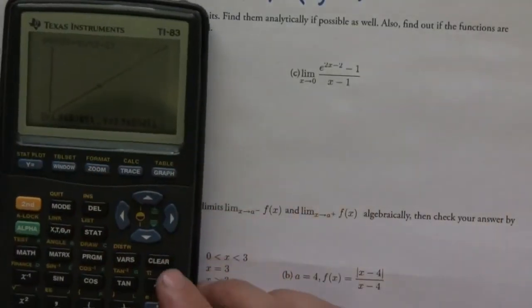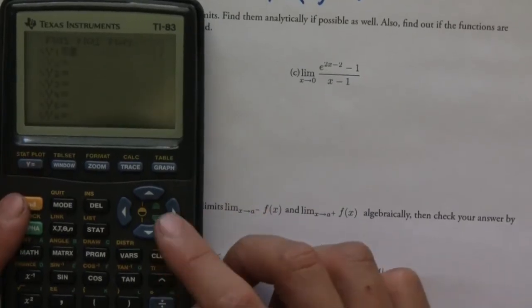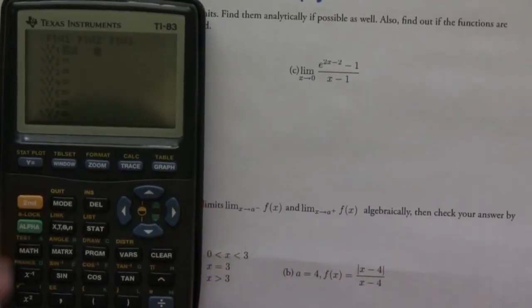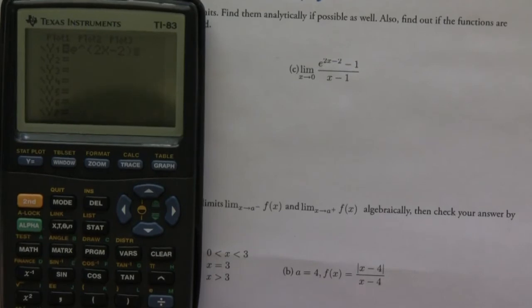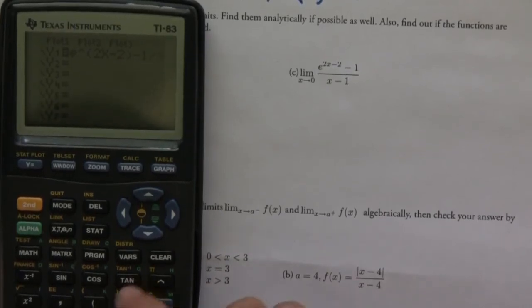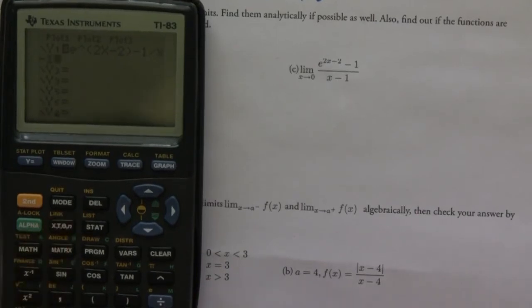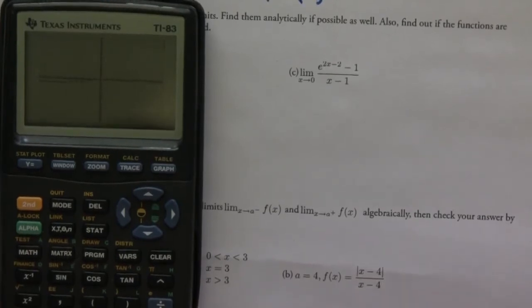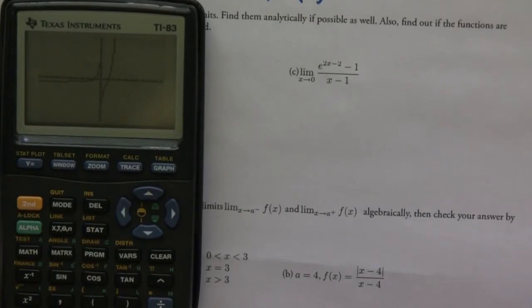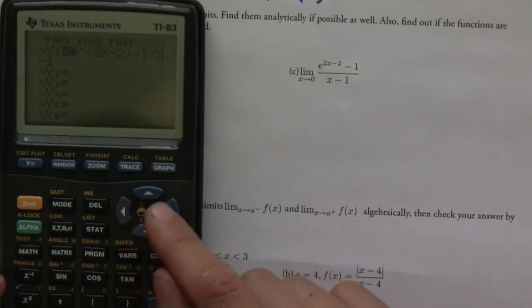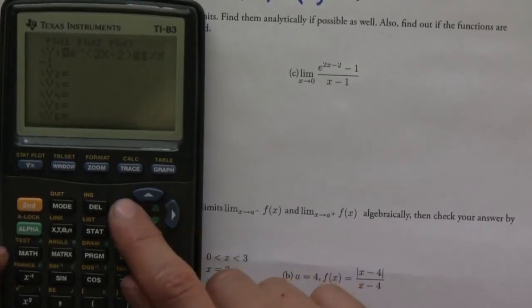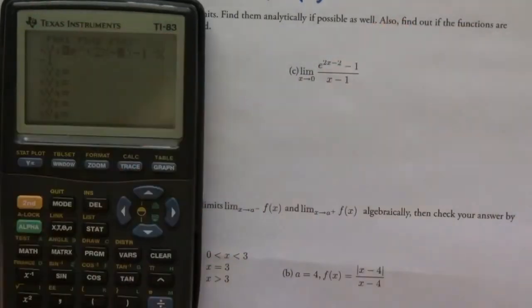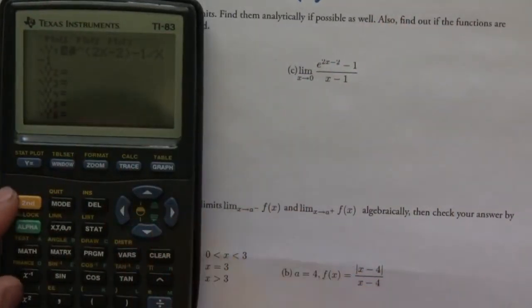Okay, now let's try this last one that we have here. We have e to the 2x minus 2, minus 1, divided by x minus 1. Zoom standard. What does it look like? Aha! Did you catch it? My mistake? Let's go back. What did I miss here? Ta-da! Okay, good. Parentheses. Good job.